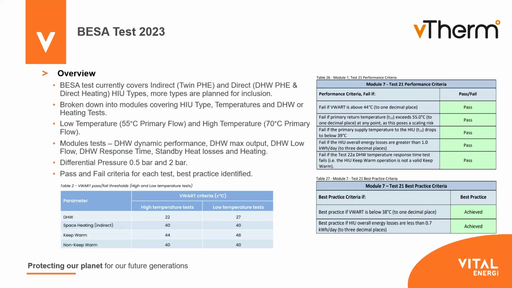We've now changed the temperatures. So we've now brought the low temperature to 55 degrees, as well as the high temperature testing at 70. And one of the other main things, apart from the modular element, is that we're now testing at both half a bar, which was originally the case, and now 2 bar tests. And also you'll notice on the right hand side of the display, we've got best practice elements as well. That doesn't stop you from achieving your pass on your modules, but we are trying to push the industry to make better and better HIUs to have those achievements.